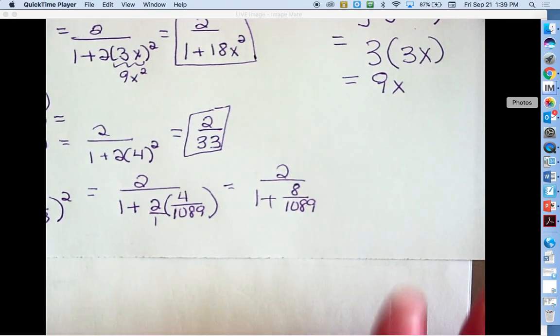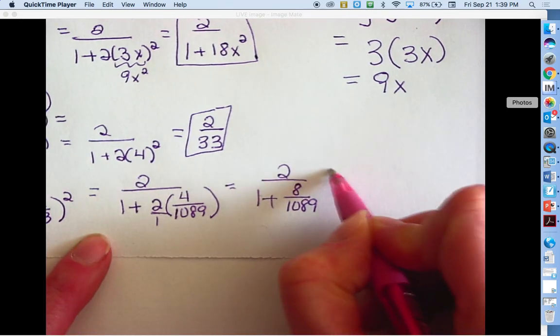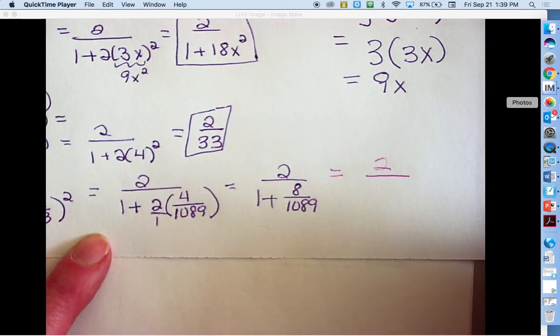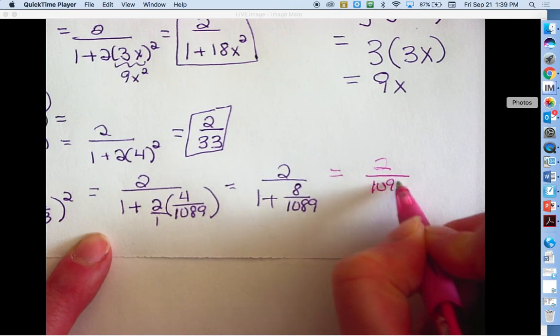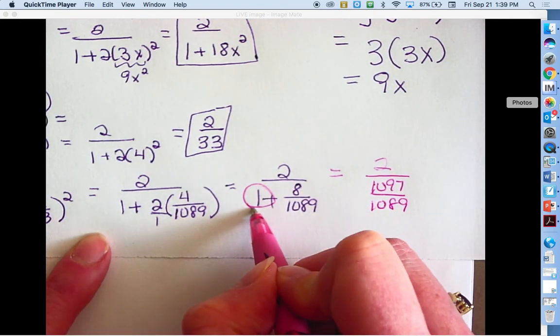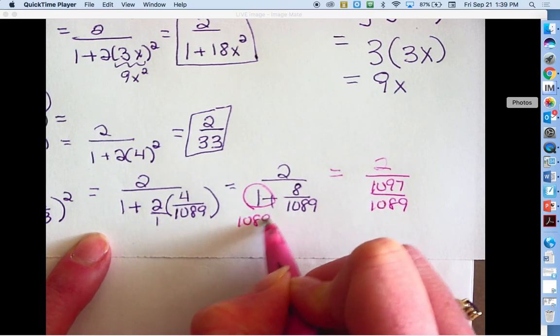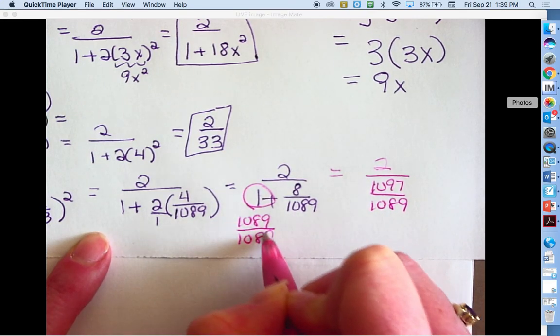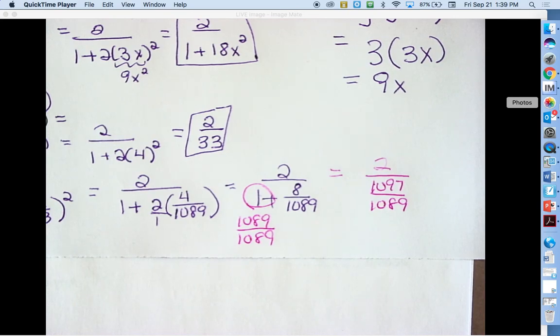And when you add 1 to that, does anybody know what that makes when you add 1 to it? Libby? 1097 over 1089. Yes, so 1097 over 1089. Because if you have 1 and you have a common denominator, you're really adding 1089 over 1089. I'm going to assume that 1097 is prime. Yeah, of course it is.